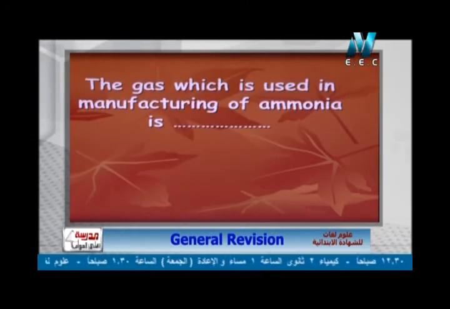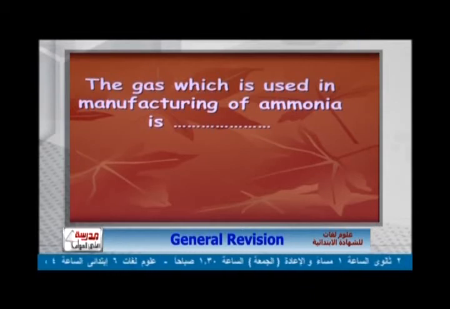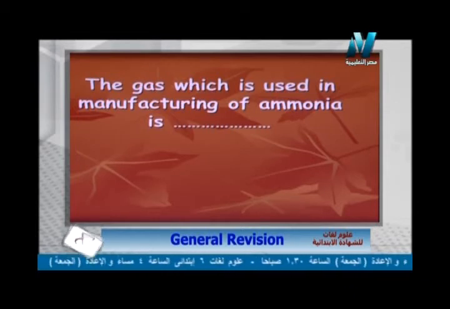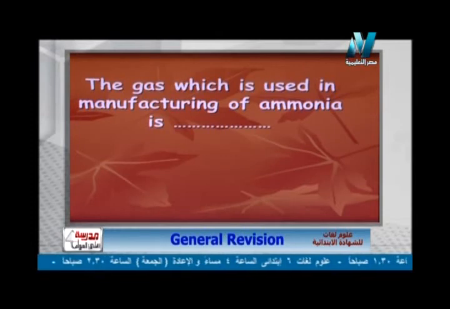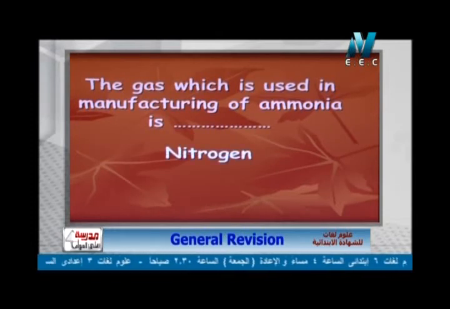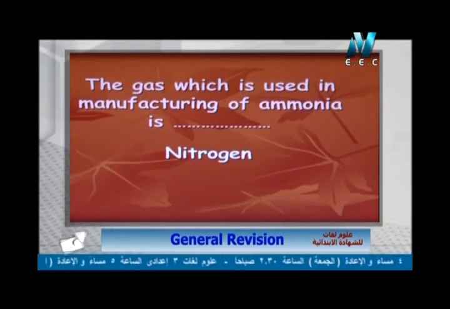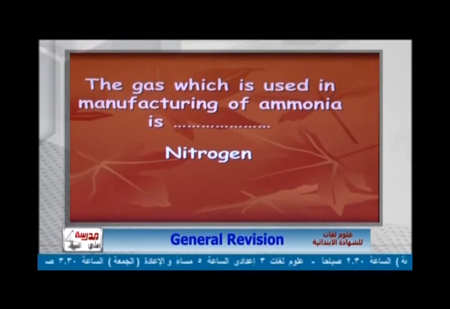The gas which is used in manufacturing of ammonia, manufacturing يعني تصنيع الأمونيا، عارفين الأمونيا يعني النشادر والغاز اللي موجود فيها. Surely it will be the nitrogen gas. Nitrogen gas is used in manufacturing of ammonia.